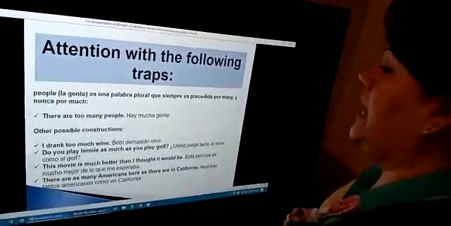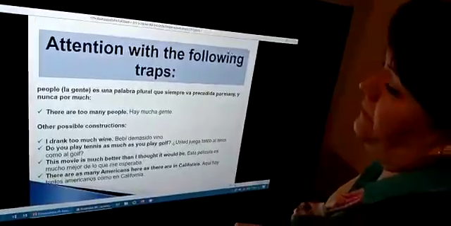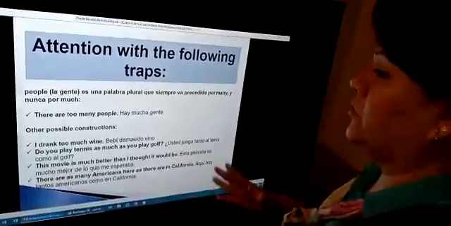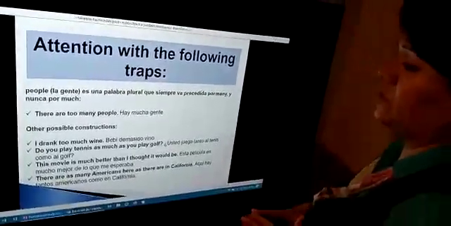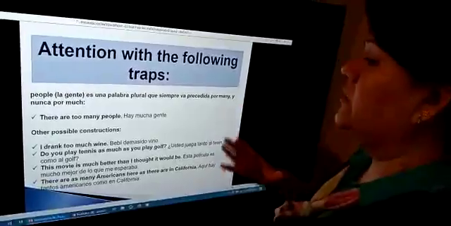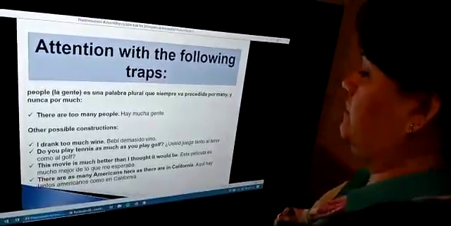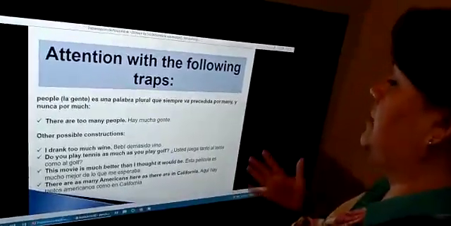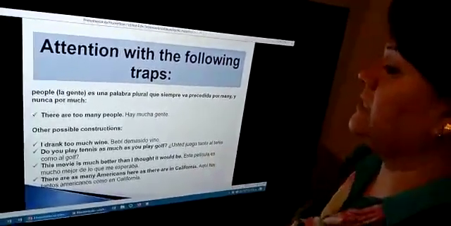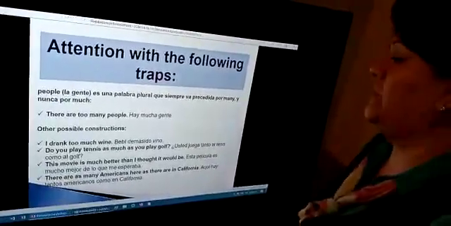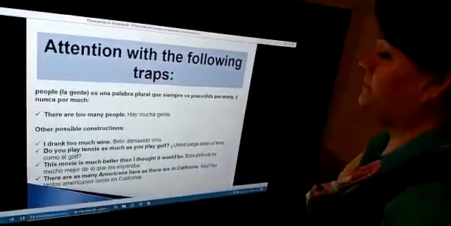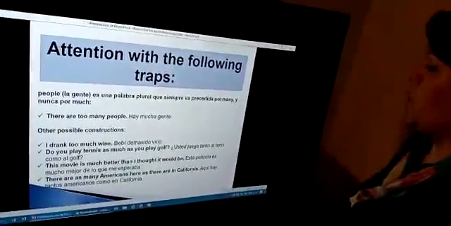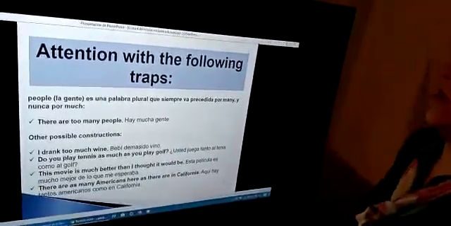En Spanish say, hay mucha gente. Look at right here. Other possible construction. The other possible construction is, I drank too much wine. ¿Sí? En Spanish say, bebí demasiado vino. The next is, do you play tennis as much as you play golf? This is the question in English. En Spanish say, usted juega tanto al tenis como al golf.